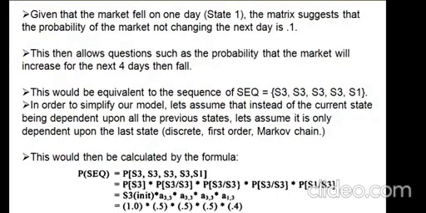So this would then be calculated by the formula. The sequence can be calculated by the formula: P of S sequence, that is the probability of the S sequence, equal to the probability of S3, S3, S3, S3, S1. Like this we can take. Let us assume the market is going to be increased. In this case, we need to calculate the probability like this: P of S3 star, P of S3 by S3 star, P of S3 by S3 star, P of S3 by S3 star, P of S1 by S3.